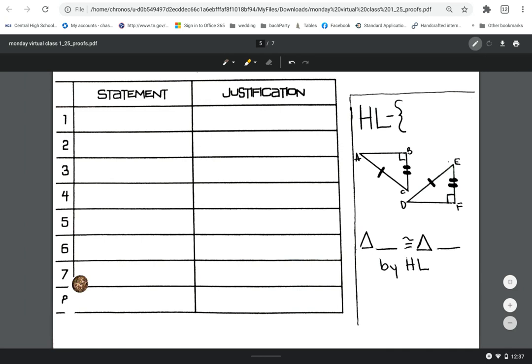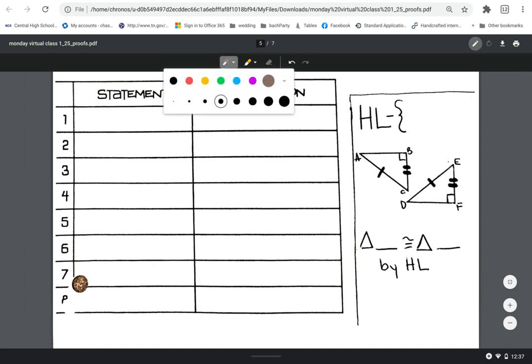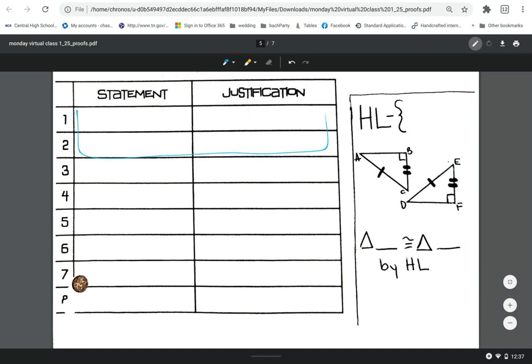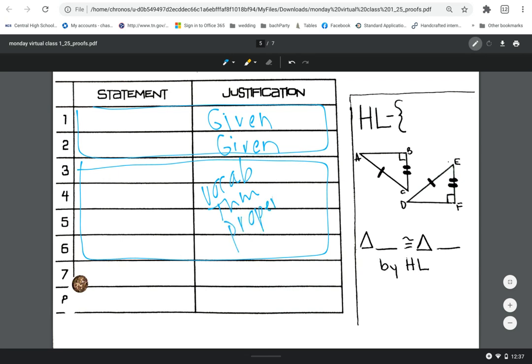So this is the setup of a proof. Your givens are always first. You may have one given, you may have like 5 givens. So your givens are always written first. Then this is where you have all of your statements. This will be like a lot of vocab and theorems and properties.